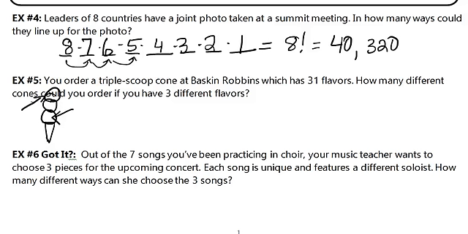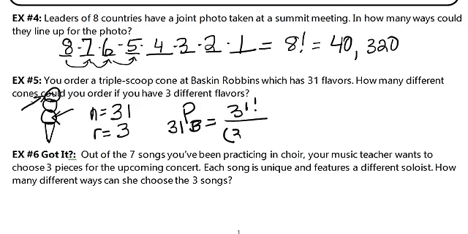So we will go ahead and define what we know. We have a total of 31 flavors, so n equals 31. And we are trying to find the combination of our items, and our r is 3. So using our notation of the permutation, we can say that we have 31 factorial over 31 minus 3 factorial, which is equal to 31 factorial over 28 factorial.